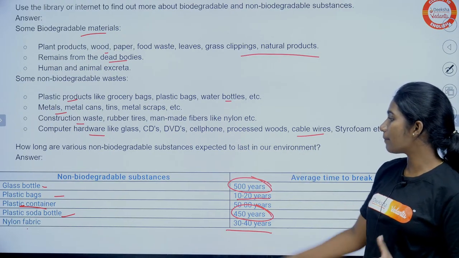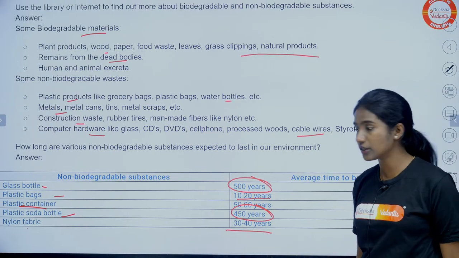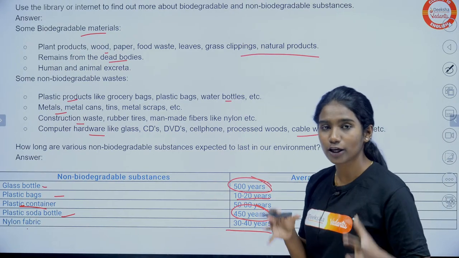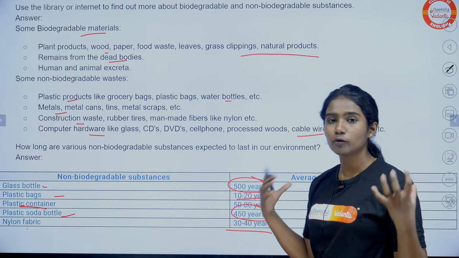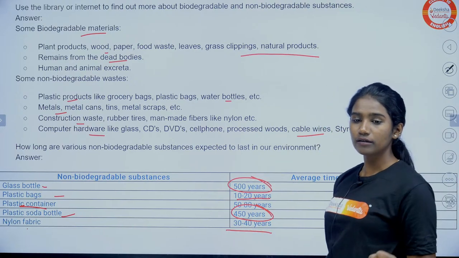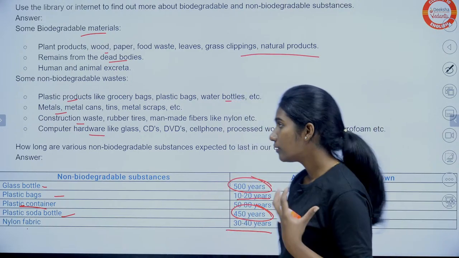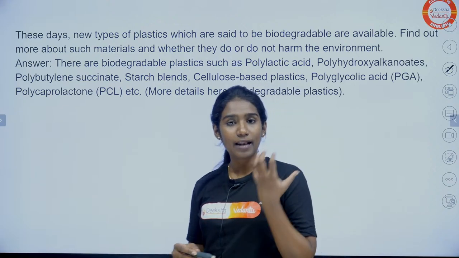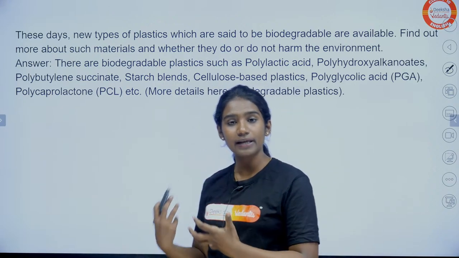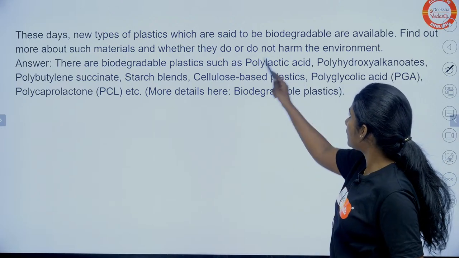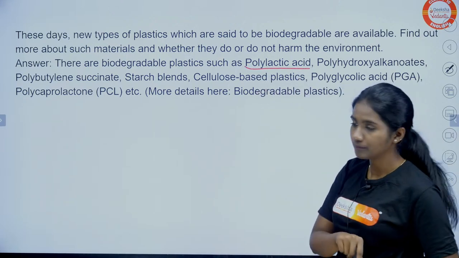See, these non-biodegradable substances are so dangerous, they do not get degraded so easily. Instead, they get accumulated and they cause harm to our environment. It takes lots of years for it to break, right? So now, what is the solution? Now there are certain plastics that are available which can be degradable. Such plastics are, see, polylactic acid.